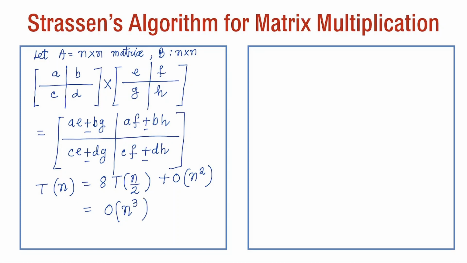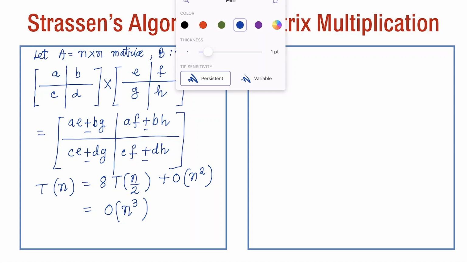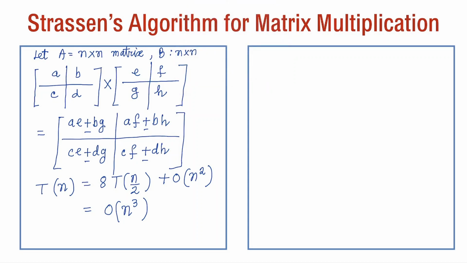Now let us see whether we can balance the split and apply the same idea that we did for performing our multiplication of two n-bit numbers. So now Strassen's algorithm gave this unique idea of trying to reduce the number of multiplications. So it did a computation as follows.